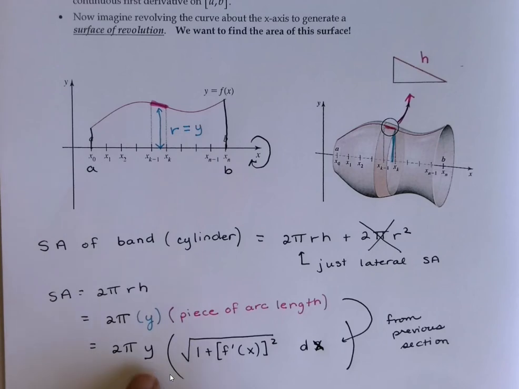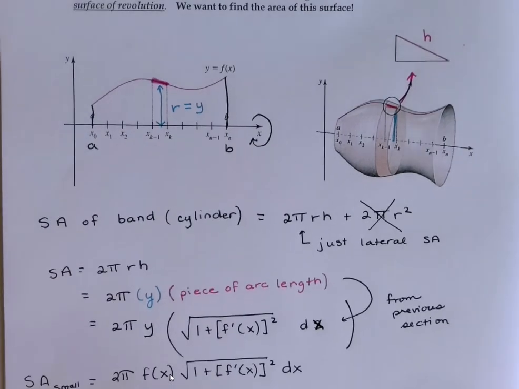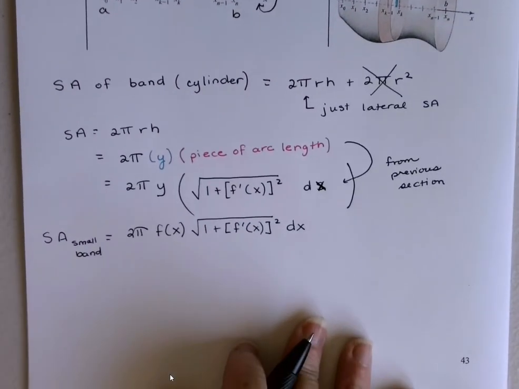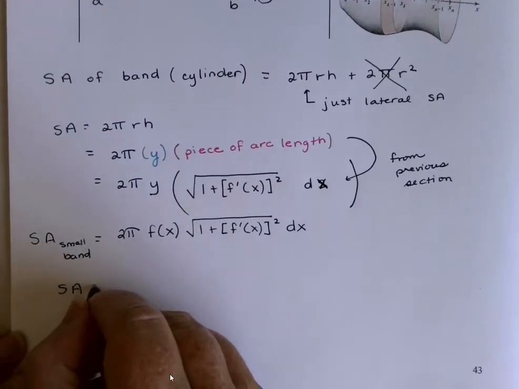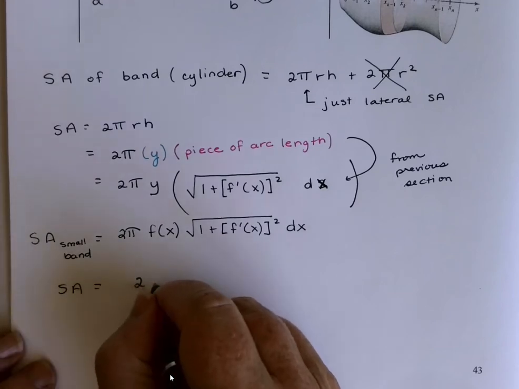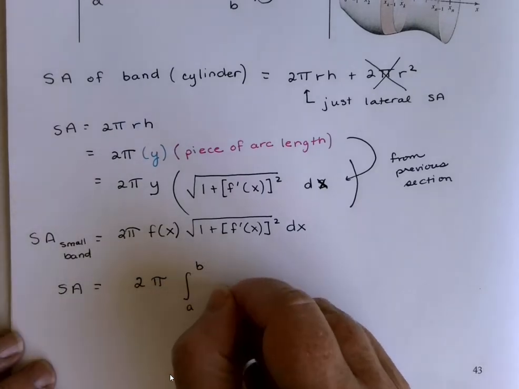2 pi. The y value, notice I've got a mix of variables here. I've got y here and x's in here. I can't have that. If this is going to be a dx integral, I need everything in terms of x. So let me replace the y with f of x. And then I've got this arc length piece, dx. Okay. Now, that's just the surface area of the small band. If I want the surface area of the entire surface, I would, of course, have to integrate this. So I'll pull out the 2 pi, and then I'll just integrate this function.